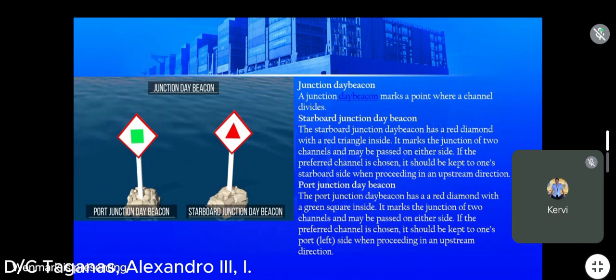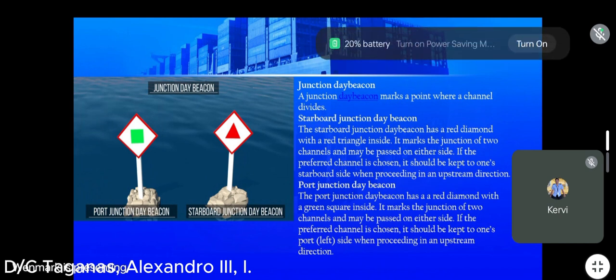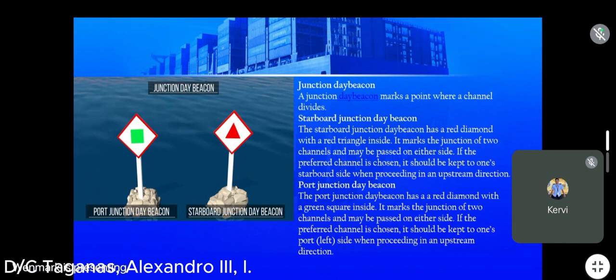Junction day beacon. A junction day beacon marks a point where a channel divides. Starboard junction day beacon. The starboard junction day beacon has a red diamond with a red triangle inside. It marks that either side of the preferred channel may be chosen. It should be kept to one's starboard side when proceeding in an upstream direction.